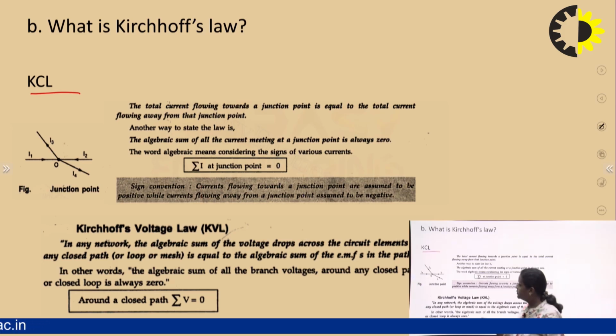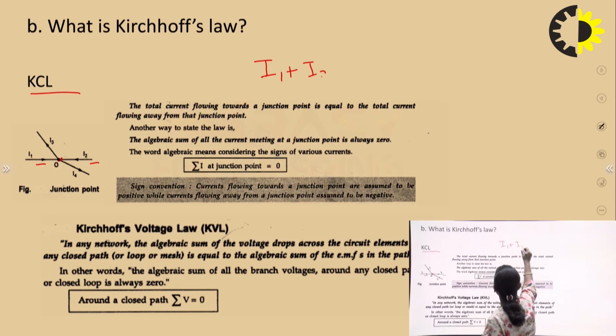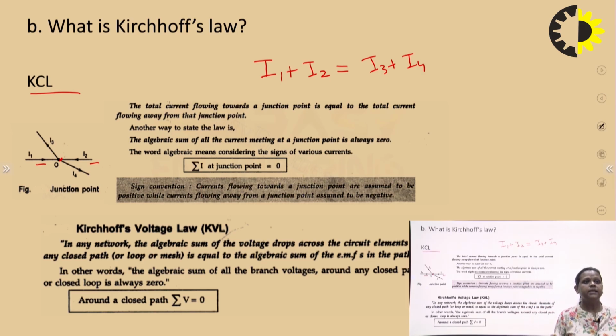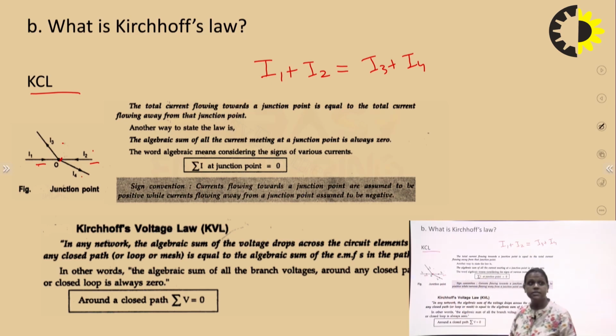Like this is your junction point. The incoming currents are I1 and I2. From this we can write that I1 plus I2 is equal to the outgoing current, which is I3 and I4. In another way, we can also define KCL as the algebraic sum of all currents meeting at a junction point is always 0. So the sum of all these currents will be 0 at a particular junction point.